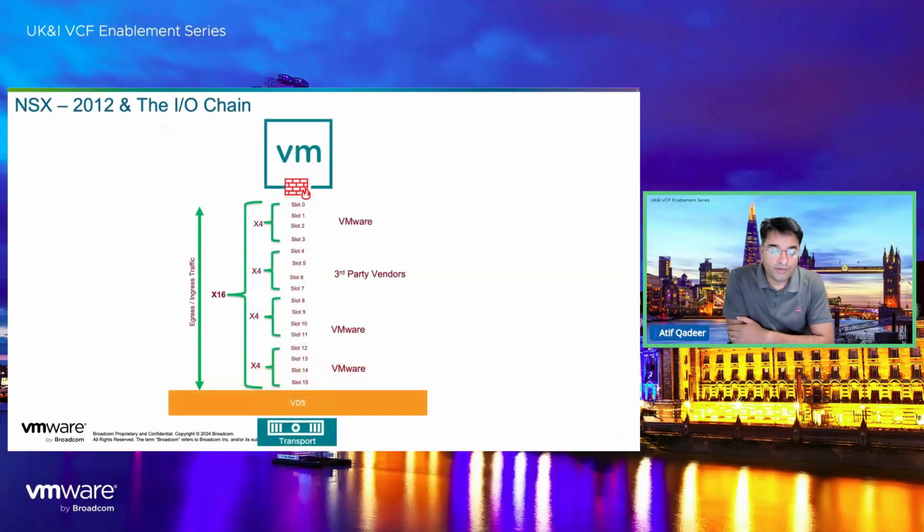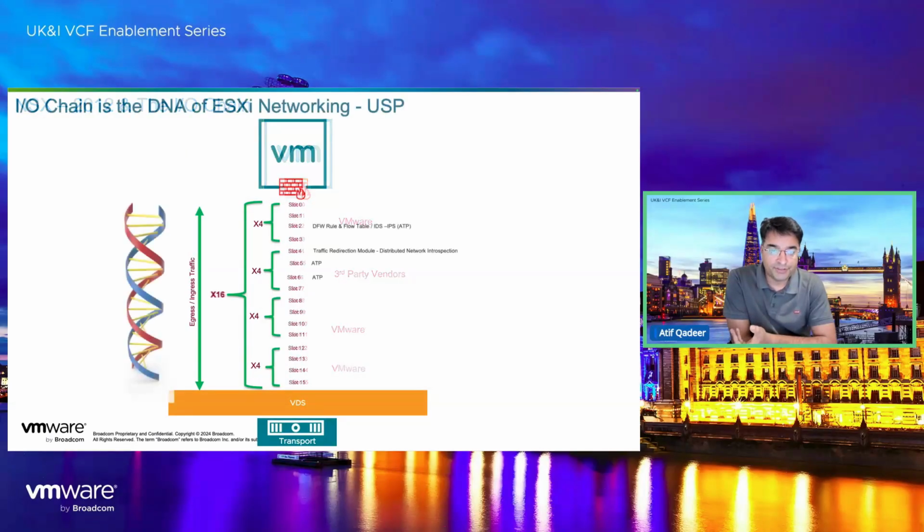Fast forward into 2012, we acquired Nicira, which later on became NSX. We used the same IO chain architecture and increased the number of slots from 10 to 16, so 0 to 15. Now, back in the day, we didn't have advanced security feature capability. However, NSX provided layer 4 and layer 7 firewall capabilities, stateful in nature. What that means is that every packet that is going egress and ingress and needs to hit that virtual machine will be subject to those slots that provide different functions.